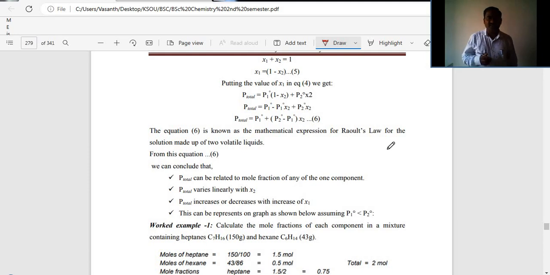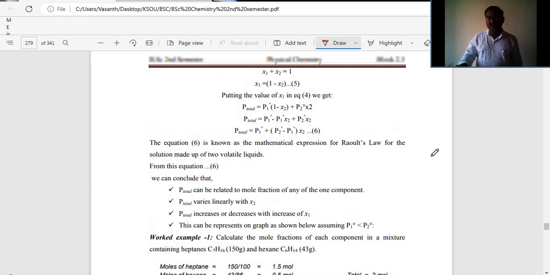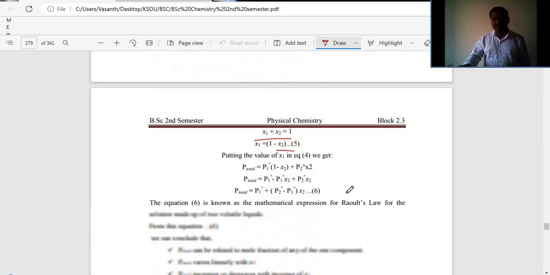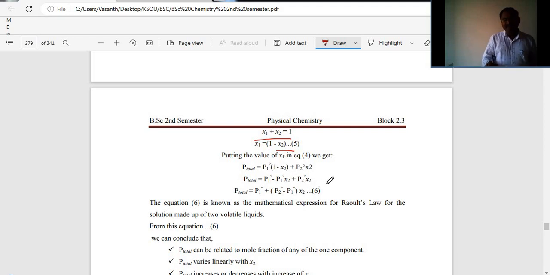Finally, we know that the mole fractions X1 plus X2 is equal to 1. So X1 is 1 minus X2. We just have to substitute here: P1 naught into 1, that is P1 naught, minus P1 naught into X2, plus P2 naught into X2.